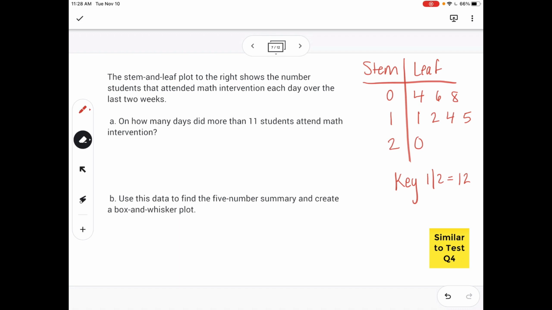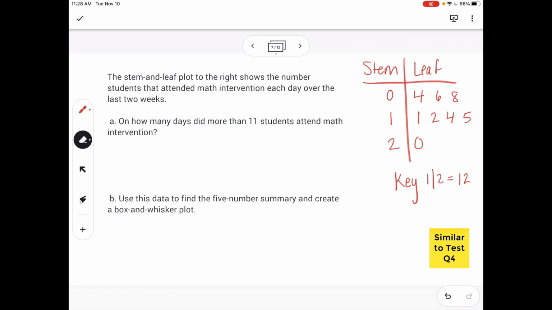All right, so the directions say the stem and leaf plot to the right shows the number of students that attended math intervention each day over the last 2 weeks. So we know that's what the stem and leaf plot represents. And the first question it asks us to answer is, on how many days did more than 11 students attend math intervention? So the very first thing we're going to want to do with this stem and leaf plot is convert it to a list of data rather than the stem and leaf plot. Could you still read it as a stem and leaf plot? Yes, you could, but it might make it a little bit easier for us for the rest of this problem to make it into a list.